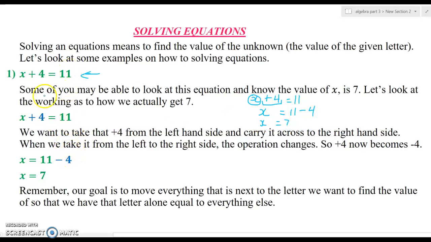I have that all in the notes here. So you want to take this plus 4 from the left hand side and carry it across to the right hand side. When we take it from the left to the right side, the operation changes. So plus 4 becomes take away 4. Let's get another example coming up next.